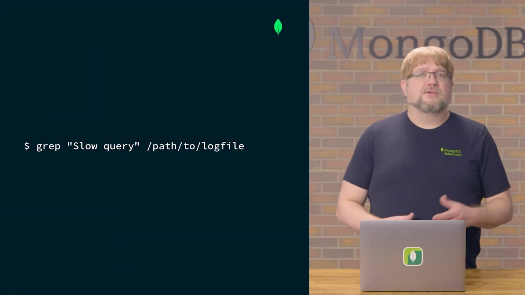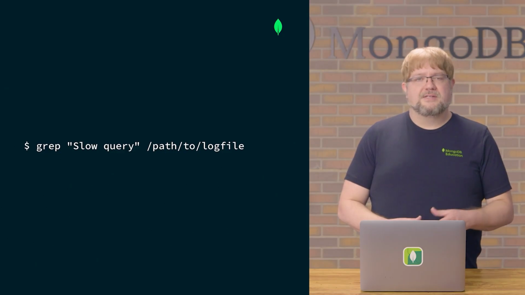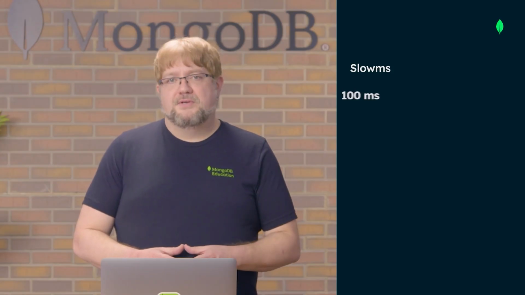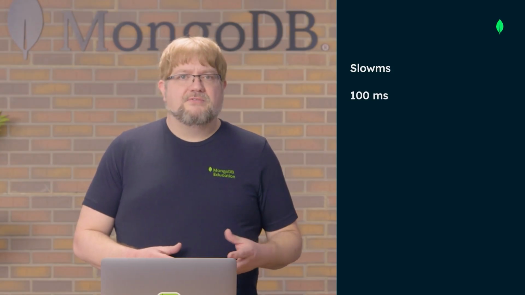The simplest way to find slow queries is to use command line tools. For instance, you can use the grep command to find log entries that contain slow query in them. This is because MongoDB logs queries that exceed a certain execution time. This is known as the slow MS threshold. By default, this threshold is set to 100 milliseconds, but we can change that threshold based on our business requirements.